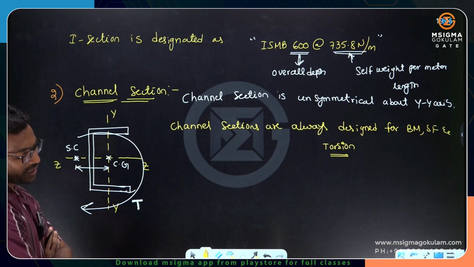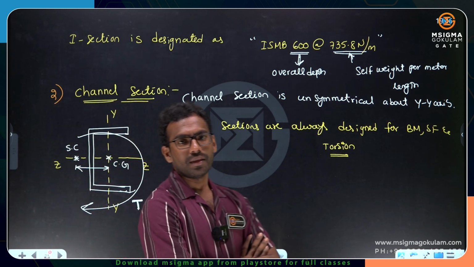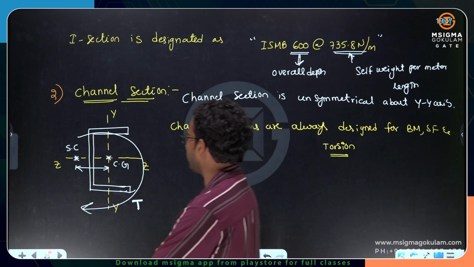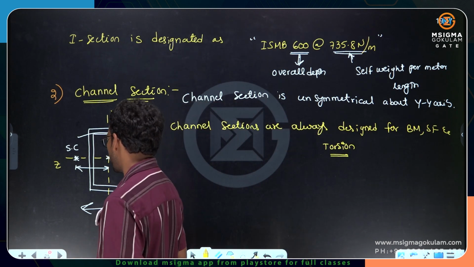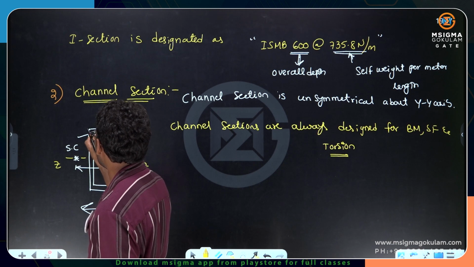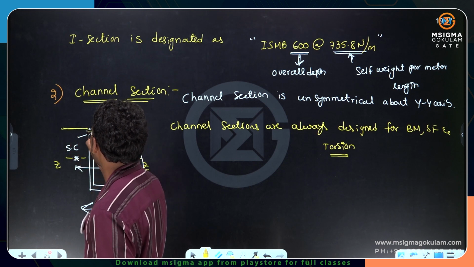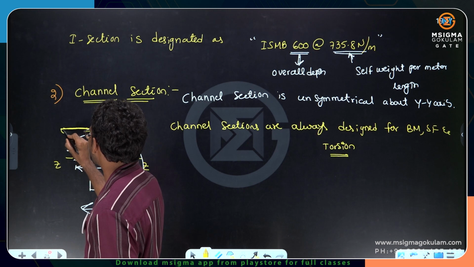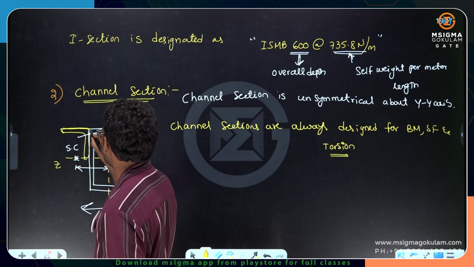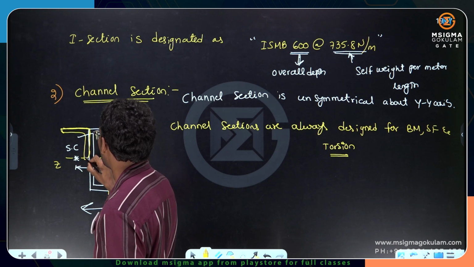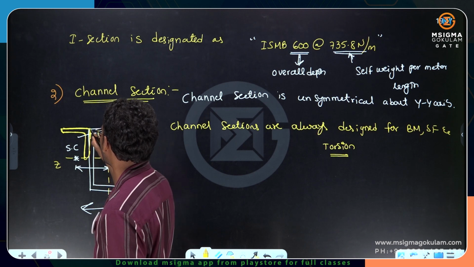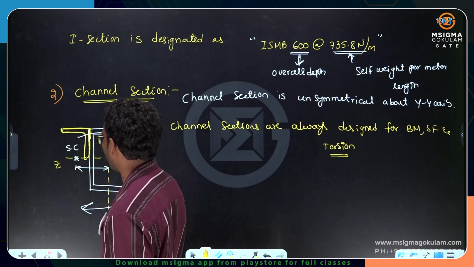Now, there is another question asked in the GATE exam. The question was as follows. There is a channel reinforcement provided. This is the channel reinforcement. Now the question comes, why is this angle section provided to the channel section?